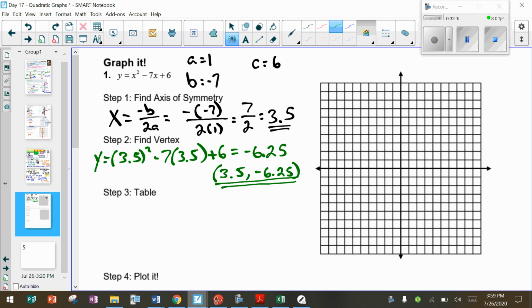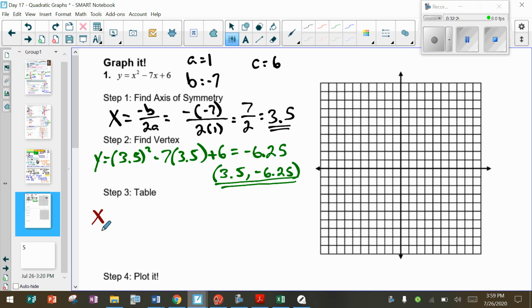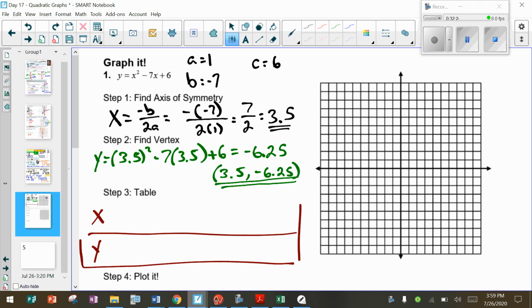So another option when it comes time for graphing that's going to make things work a little easier for us is to make a table of values. And we're just going to copy this table of values right from our calculator. So our equation was x squared minus 7x plus 6. And that's what we're going to type into the calculator.